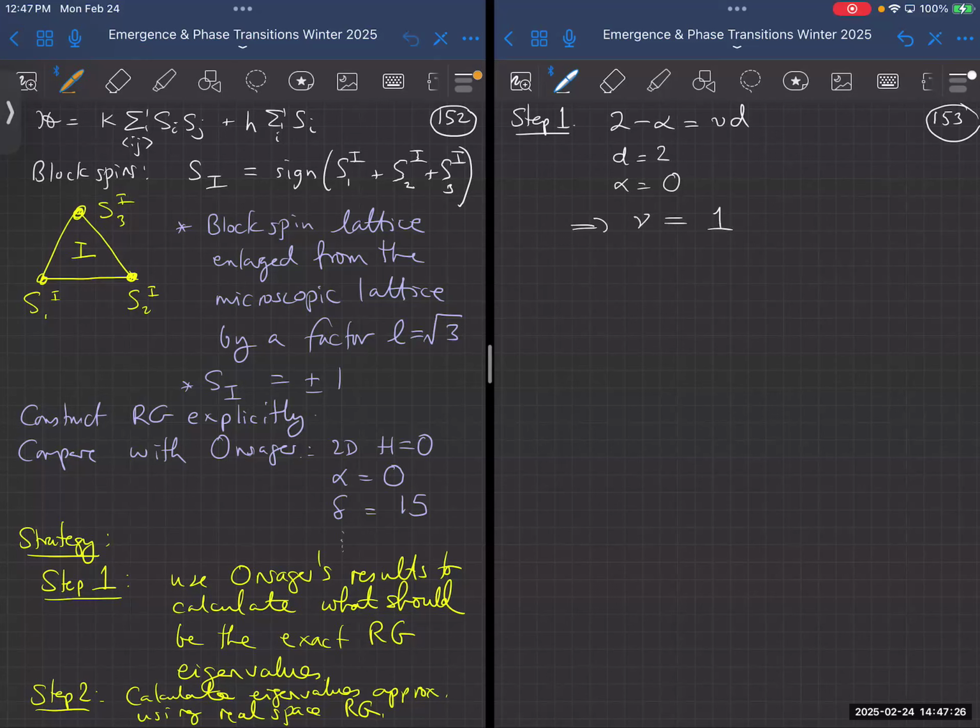And if nu is equal to 1, that means that the renormalization group eigenvalue y sub t is equal to 1. Okay, remember that nu was 1 over y sub t. Then the actual renormalization group eigenvalue is lambda t, that is L to the power y sub t, and L is equal to root 3. So that is equal to L, and that is equal to root 3. So if I do a renormalization group transformation, do the linearization, calculate the eigenvalues, one of those eigenvalues, lambda t, has to have the value the square root of 3.